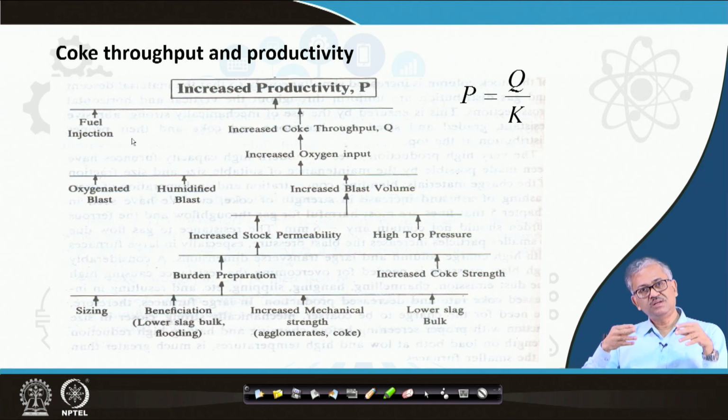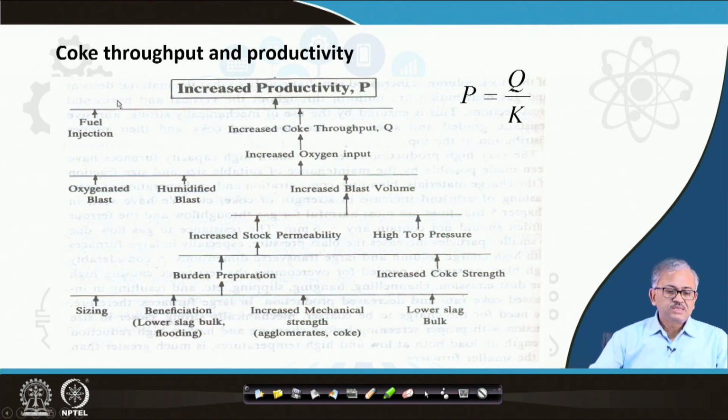Fuel also generates heat that can melt some more iron in the blast furnace. So as a result, your fuel injection has been added also. The fuel injection will also lead to higher productivity.